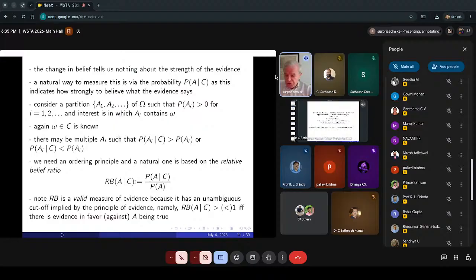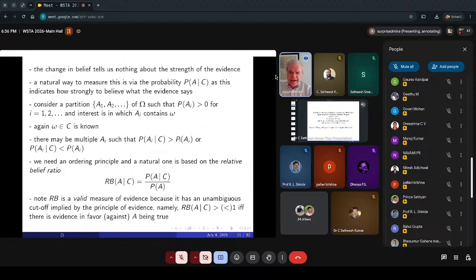That doesn't tell us anything about the strength. So we know now, after we've seen that C is true, whether we have evidence in favor of A being true or evidence against. But it doesn't tell us how strong that evidence is. There's a natural way to measure that strength: how strongly do we believe what the evidence says? If we've got evidence in favor and this probability, measuring our belief that A is true, is big, then we have strong evidence in favor of A being true. If we have evidence against and this probability is small, then we have strong evidence against A being true.